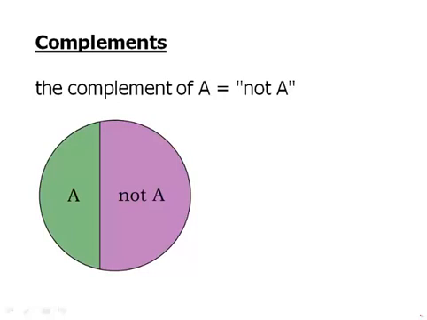And so that means that those 2 areas must add up to 1. The probability of A and the probability of not A must add up to 1. Now a little bit of rearranging, we can solve for the probability of not A and write it as 1 minus the probability of A.